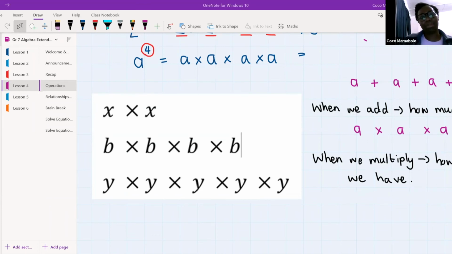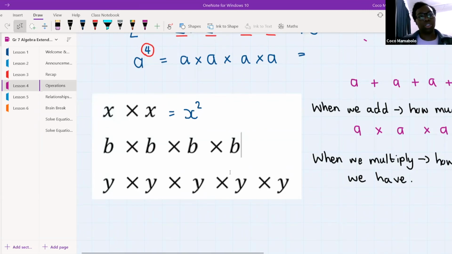Inati, what's x times x? X times x is going to give us? x to the power of 2. Good, x to the power of 2, because I'm counting how many I have, and that goes in the exponent. Okay, excellent, very well done.